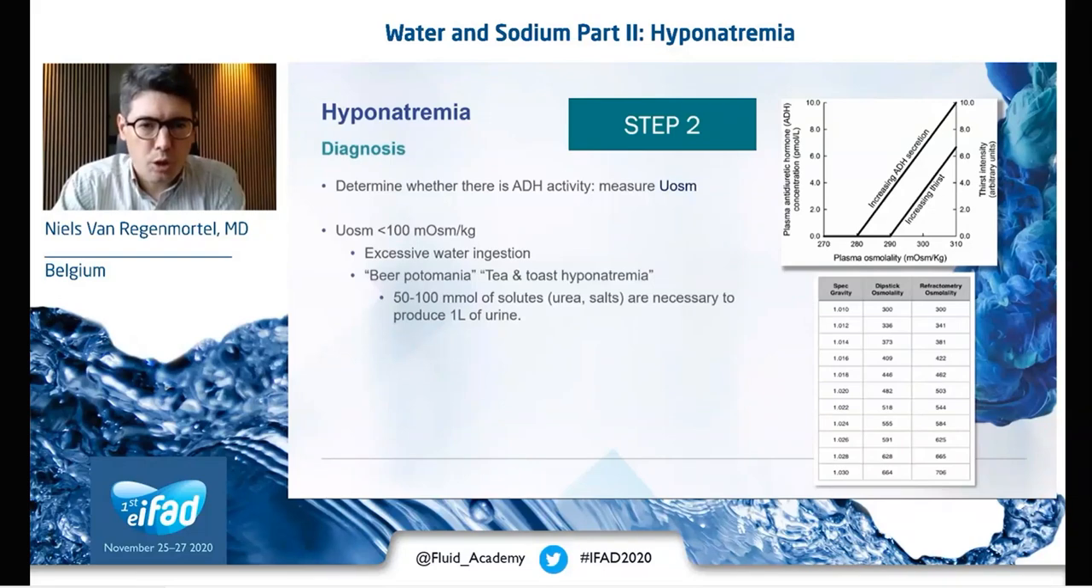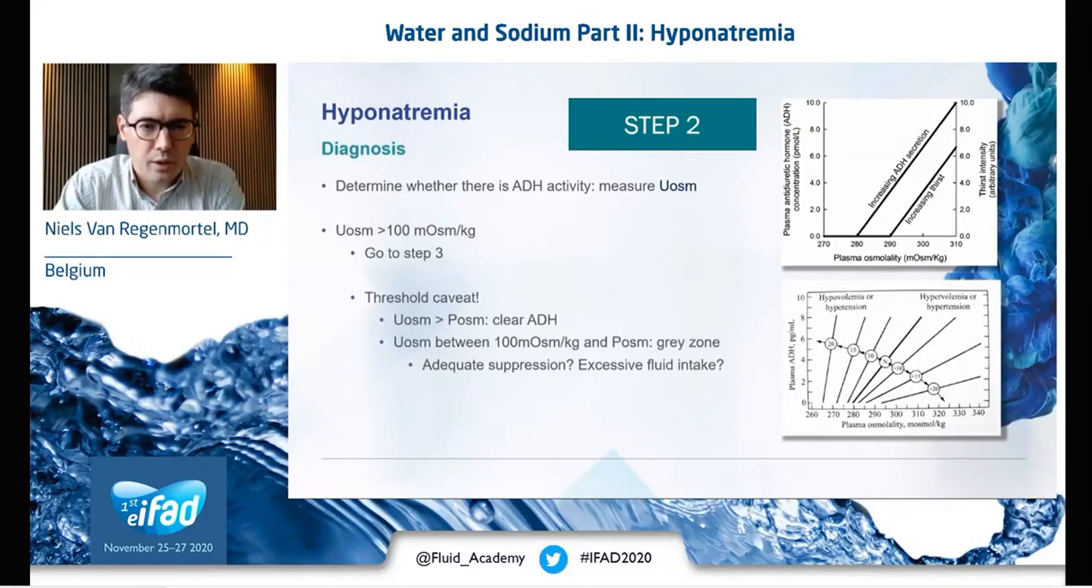This is step 2. The second part in step 2 is when there is a relatively high urinary osmolality. The clear number is when urinary osmolality is higher than plasma osmolality. Now we know that there is certainly ADH available. There is a gray zone of urinary osmolality when it is between 100 milliosmoles per kilogram and the plasma osmolality. But the easiest thing is to see that there is a higher urinary osmolality than there is plasma osmolality. Now we know for sure that there is ADH activity working in this patient.